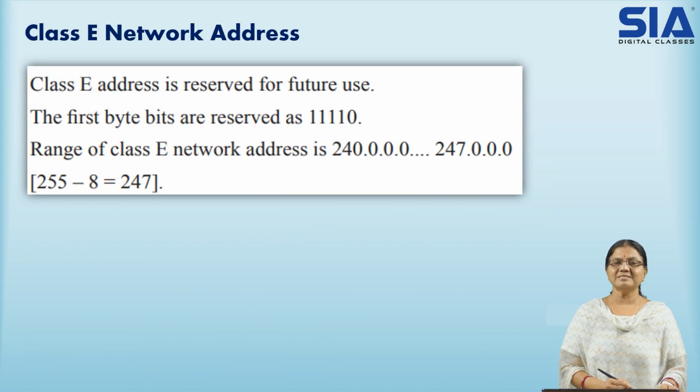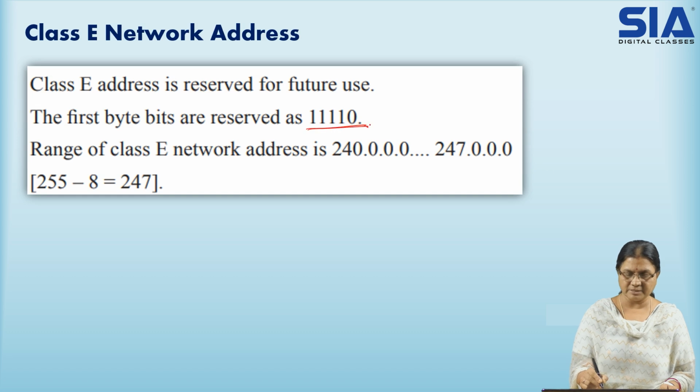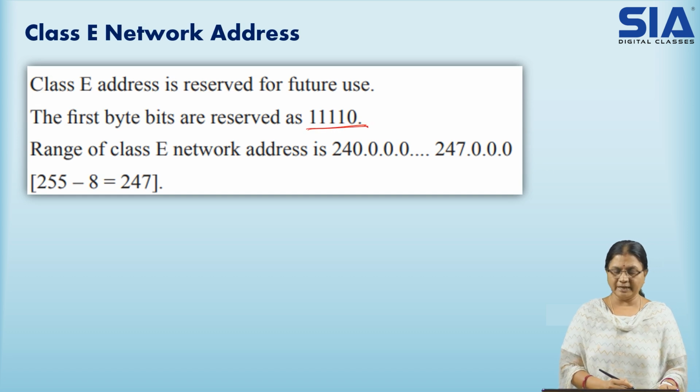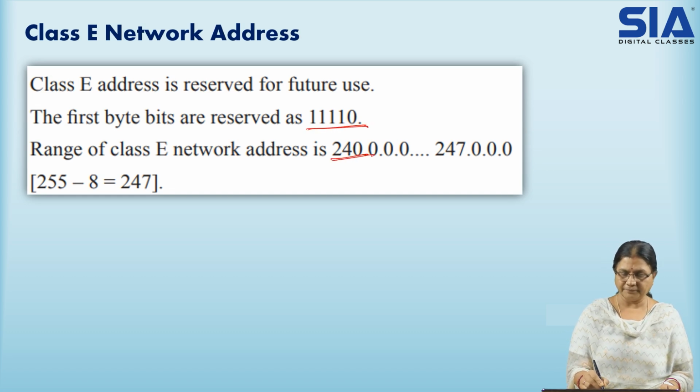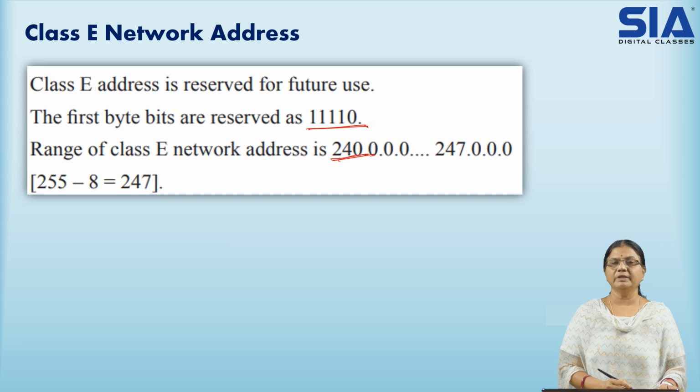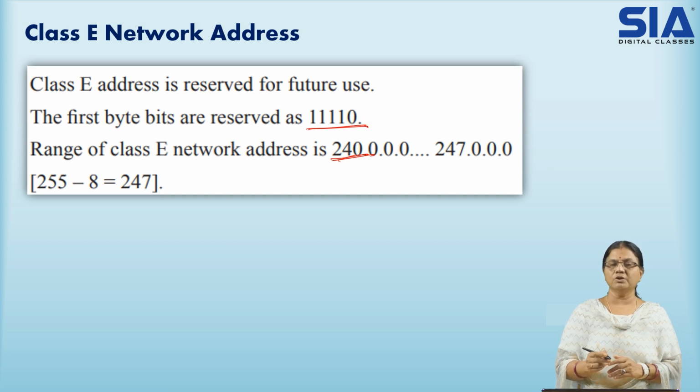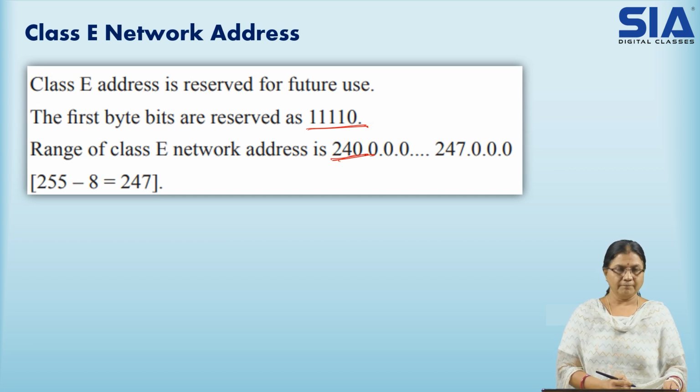Then coming to class E, it is reserved for future use. The first byte bits are reserved like this, and the range of class E starts from 240. So this is about the classification of IP addresses. We have understood there are 5 types of IP addresses. IP means Internet Protocol.